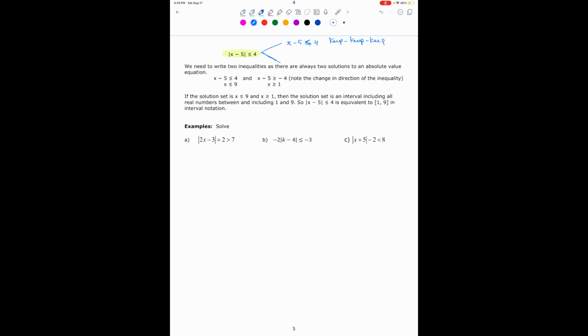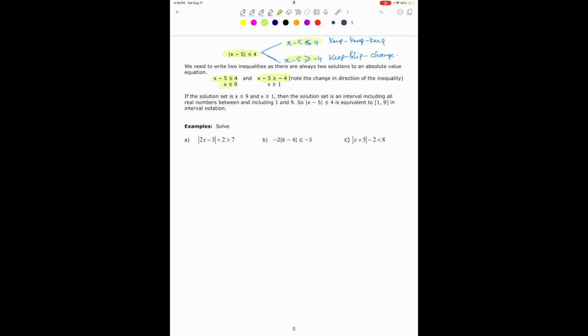The second half, we're going to keep what's inside of the absolute value bars. We're going to flip the inequality and change the sign of the right-hand side. So keep, flip, and change. Okay? Now, you're going to solve both of these, which we came up with here.